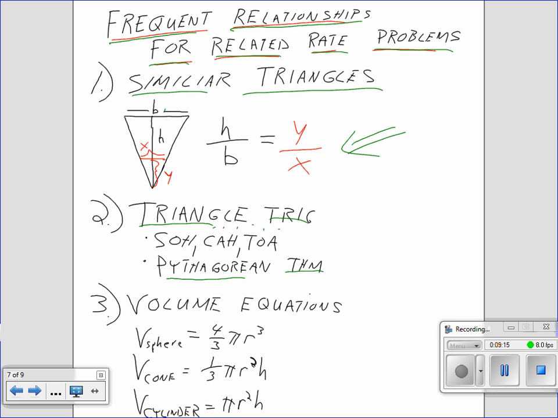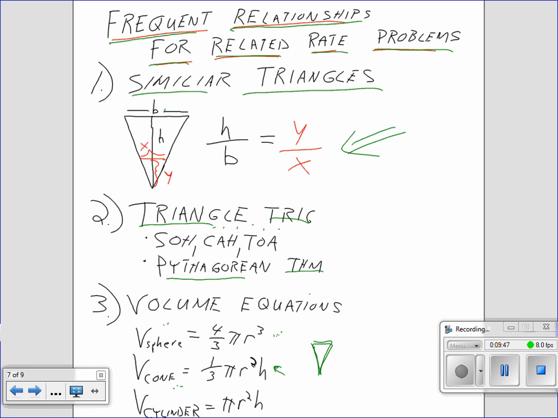Also, they'll give you problems where you have a sphere. They'll tell you what dV/dt is, and they want to know what dR/dt is. Or the volume of a cone. Remember a cone here. You could have a similar triangle situation in a cone also. Okay, and they will give you this relationship sometimes, so it'll be good to know: 1/3 pi r squared times h. What's the volume of a cylinder? It's the area of the base times the height.